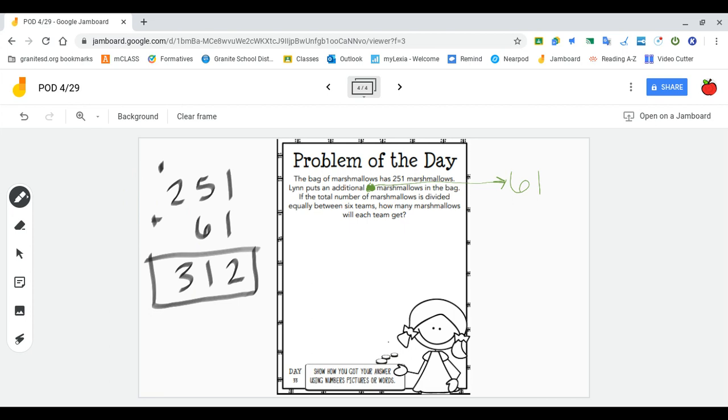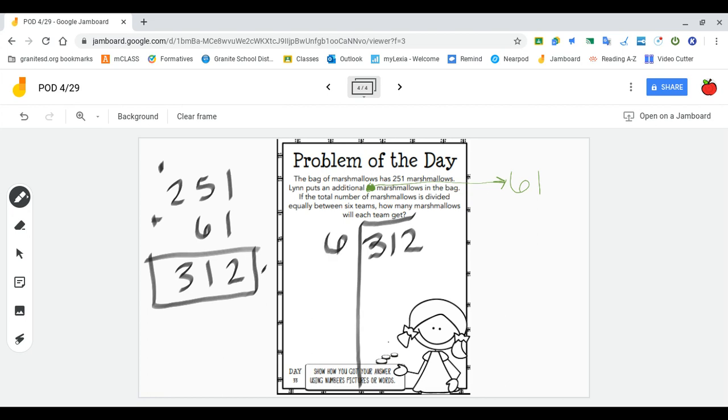Now I can move on because that's not where the question ends. It says, if the total number, which I have now, of marshmallows is divided equally between 6 teams, how many marshmallows will each team get? So it tells me really specifically in the problem that now I need to divide. So I'm going to take 312 and I need to divide it by 6.